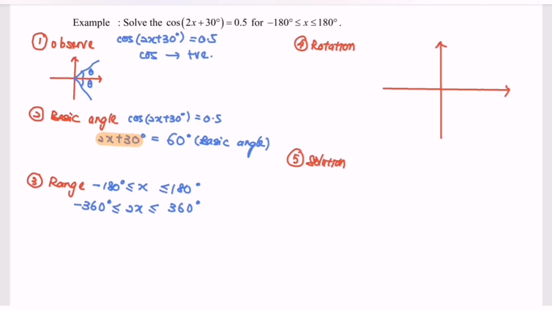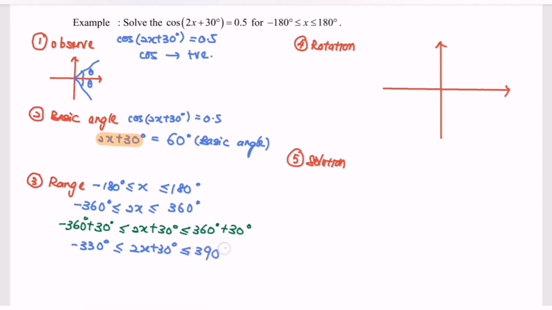Next, we are going to add on 30 degrees. So we will have negative 360 plus 30 degrees, in the middle 2x + 30 degrees, and finally 360 degrees plus 30 degrees. So finally, the range would be negative 330 until 390 degrees.